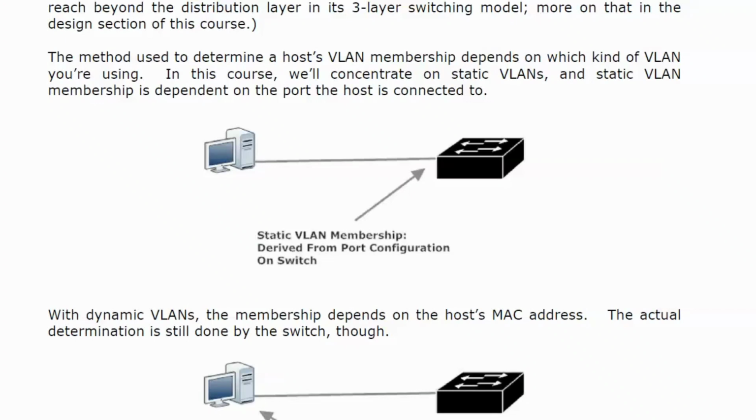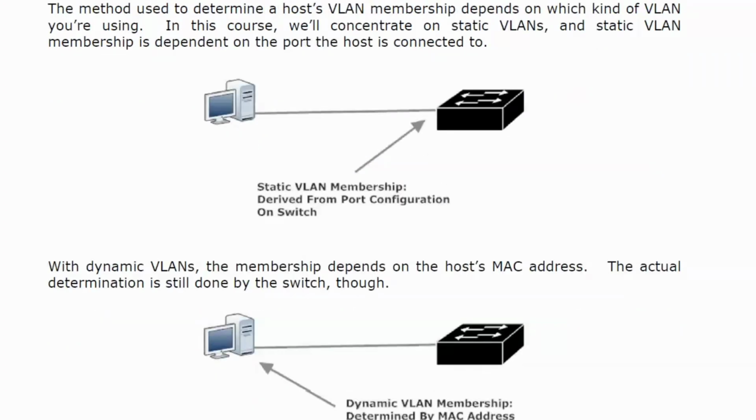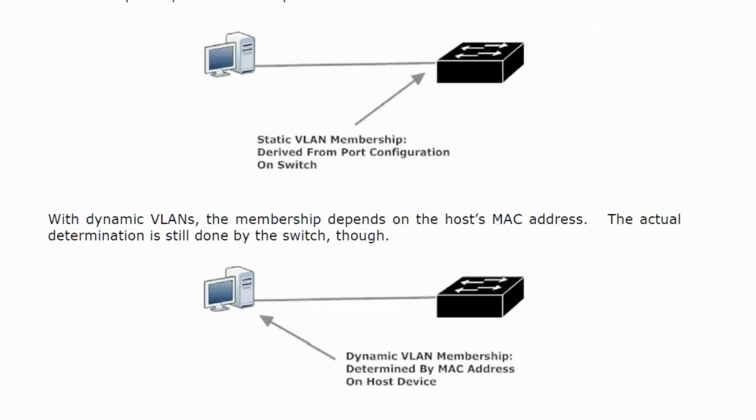Now, in this course and on your switch exam, we're going to concentrate on what we call static VLANs. And static VLAN membership is dependent on the port that it's connected to. So we're going to go in, we're going to configure a little bit of information on that port, and that's how the host gets its VLAN membership. Now, in contrast, with a dynamic VLAN, the membership depends on the host device's MAC address. So again, the static VLAN membership is really port-based, but the dynamic VLAN membership is address-based.